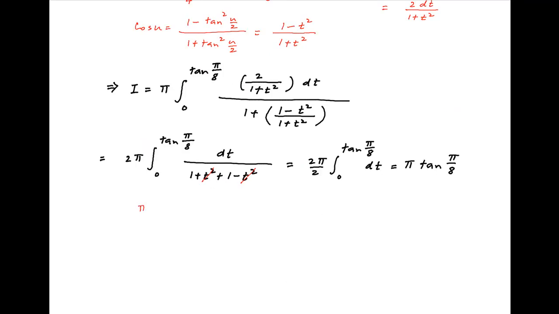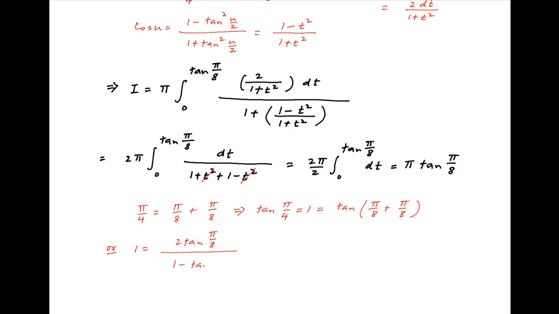Now to evaluate tan pi upon 8, we note that pi upon 4 can be written as the sum of pi upon 8 and pi upon 8. Taking the tan of both sides, we get tan of pi upon 4, which is equal to 1, is equal to tan of pi upon 8 plus pi upon 8. The right hand side can be written as 2 tan pi upon 8 divided by 1 minus tan square pi upon 8. Cross multiplying, this can be written as 1 minus tan square pi upon 8 is equal to 2 tan pi upon 8.